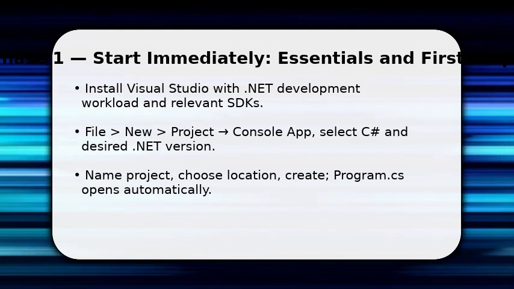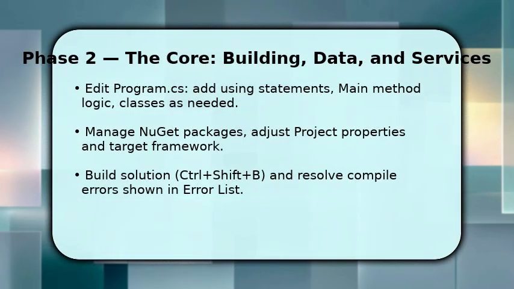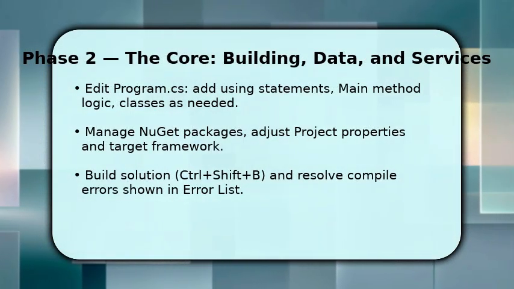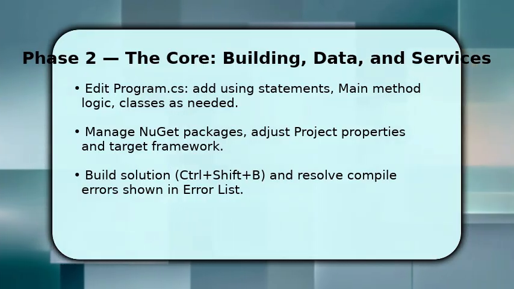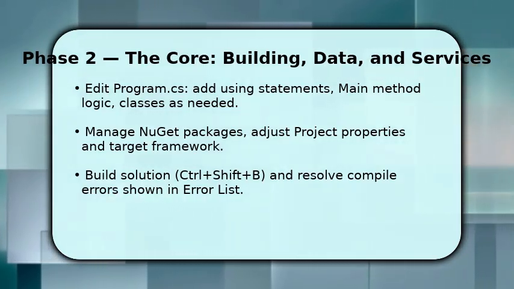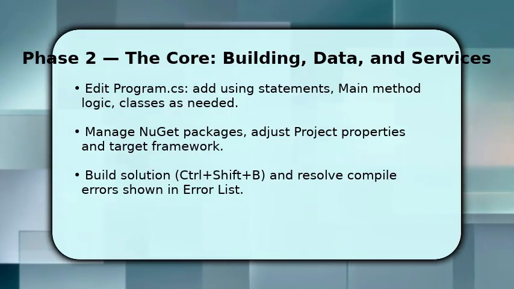You now write the code inside Program.cs, add using directives, implement the main method and any helper classes. Keep methods small and testable. Next, manage dependencies via NuGet if you need libraries, and confirm project properties target the correct framework.